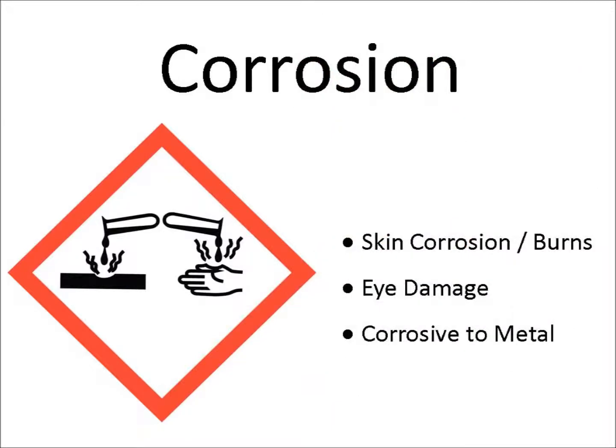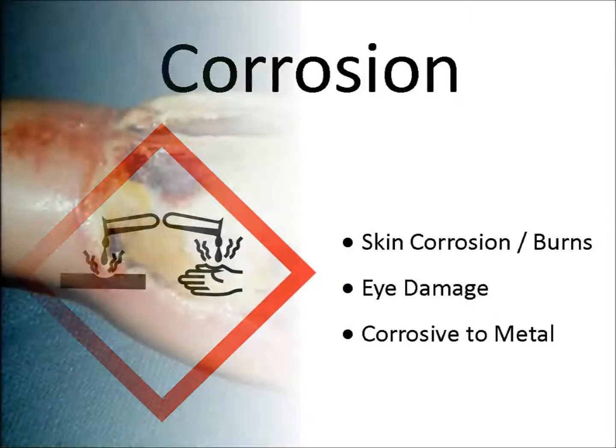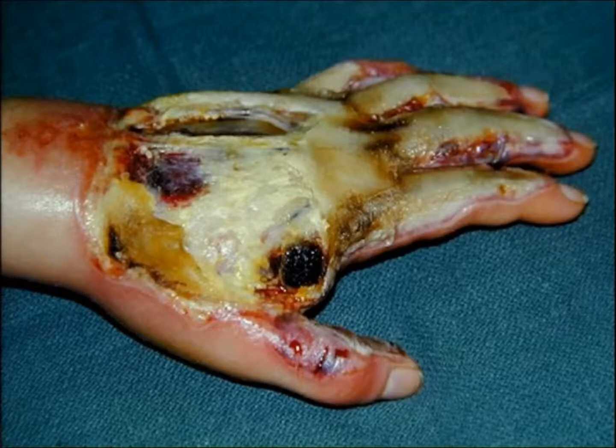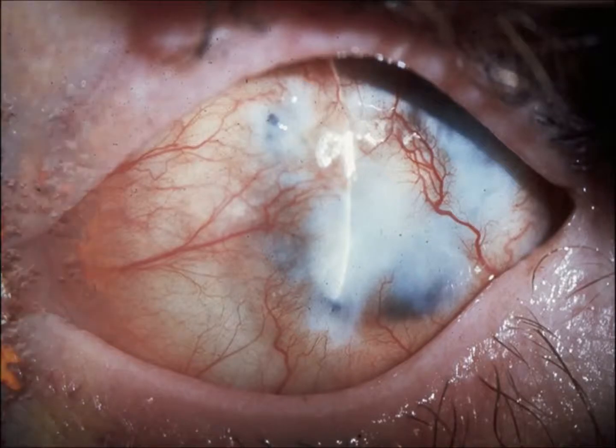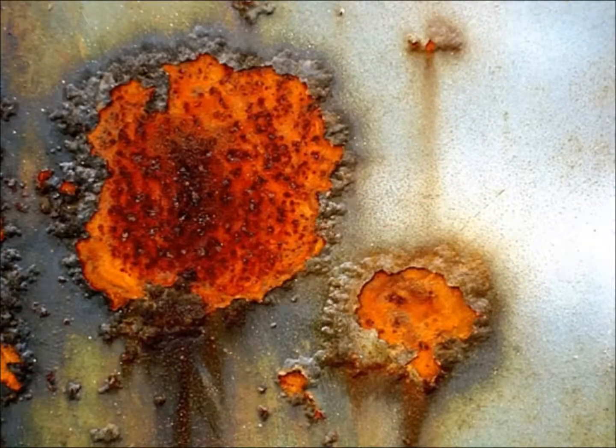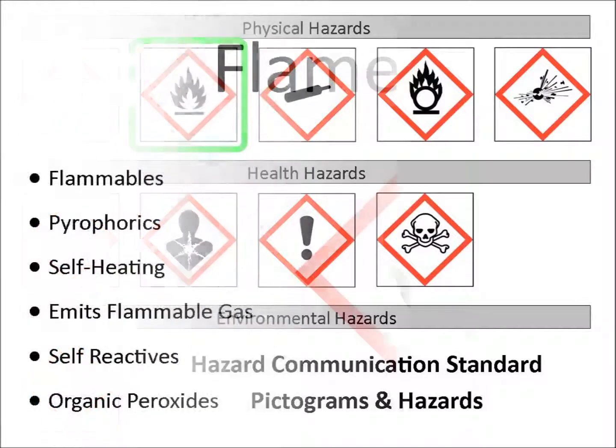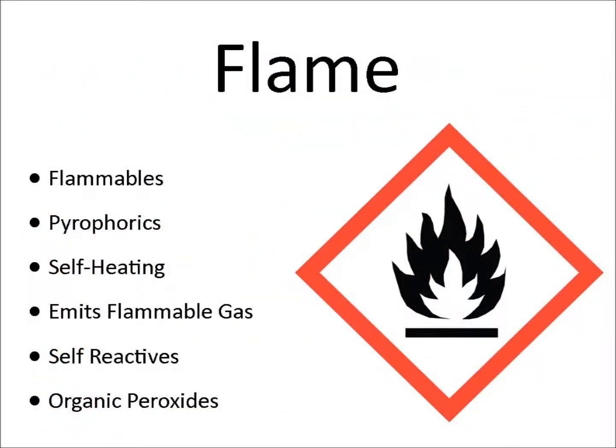The corrosion pictogram displays vials spilling a substance on an object and a hand, simulating burns. The hazards include skin corrosion and burns, eye damage, and corrosive to metal. The flame pictogram looks just like you'd expect. Its hazards include flammables, pyrophorics, self-heating, emits flammable gas, self-reactives, and organic peroxides.